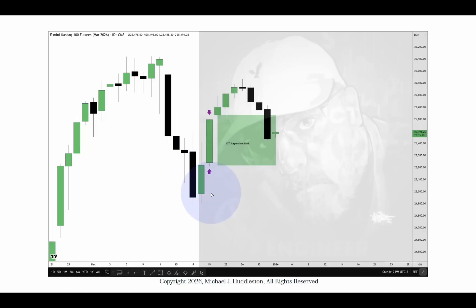It is not, underscore, not a quote-unquote liquidity void. Okay? A liquidity void is when there's no trading at all. That's an actual gap. There's no buying and selling in there. That's a liquidity void. There's been no liquidity offered at all. That's the only void that exists in price. So there's your suspension block, okay?